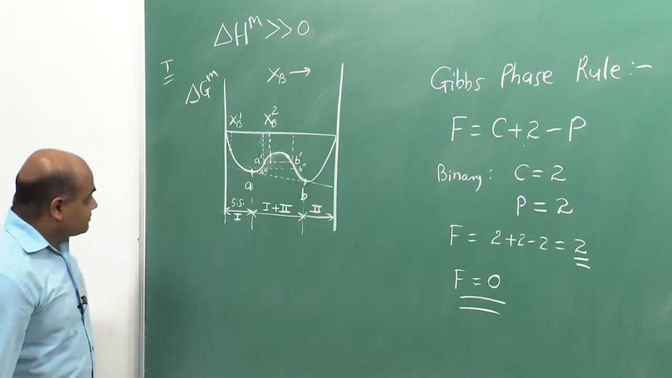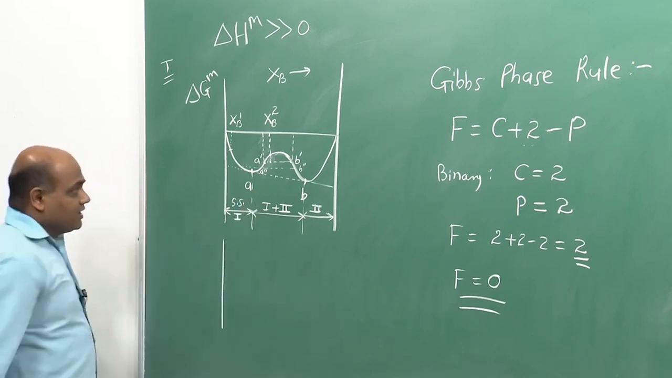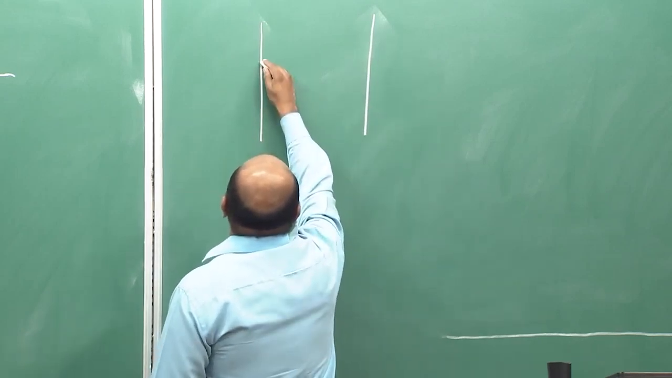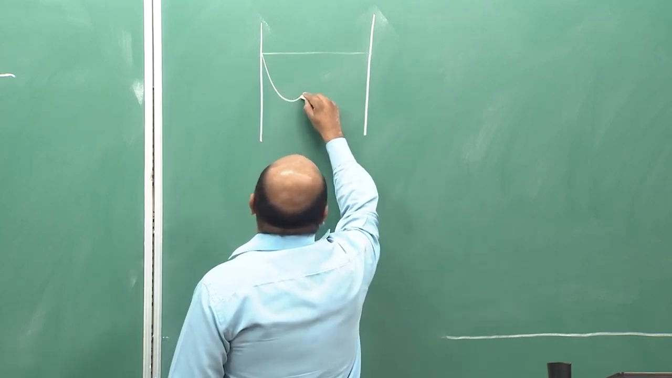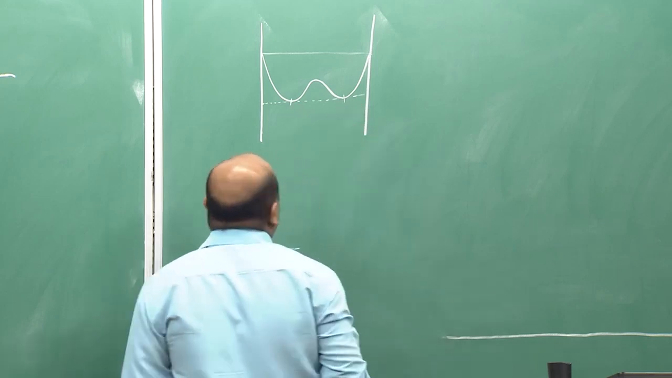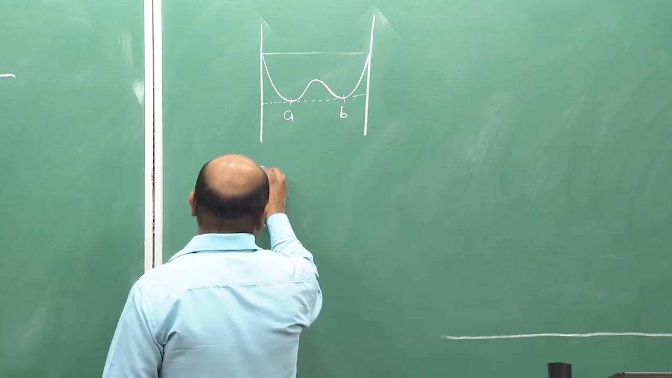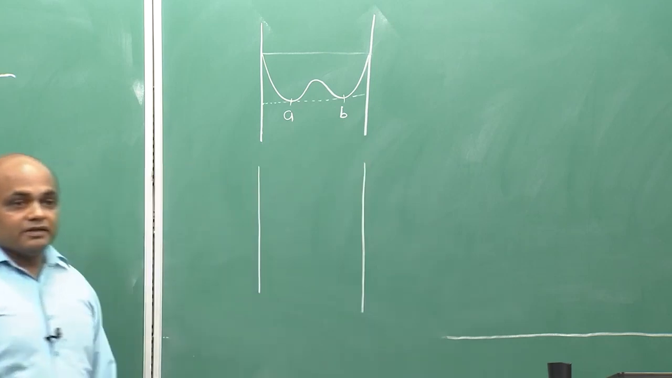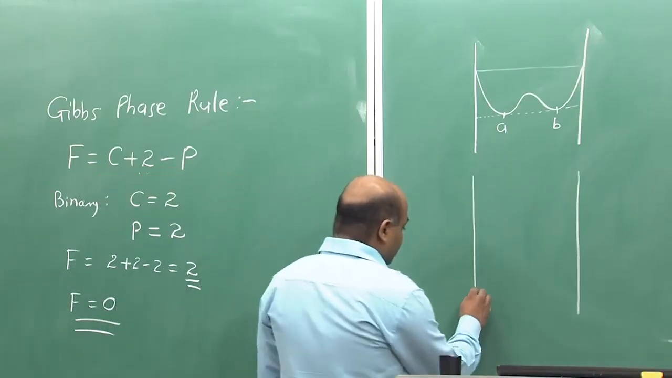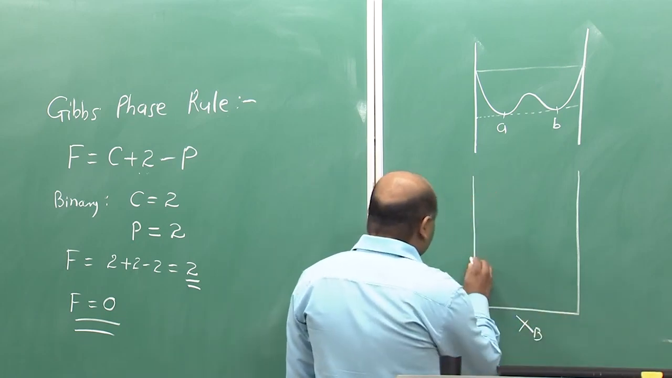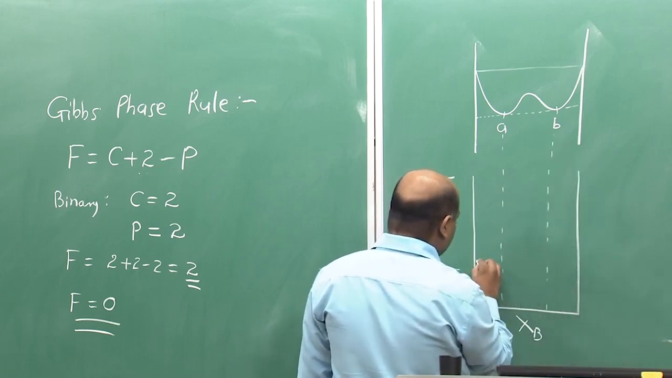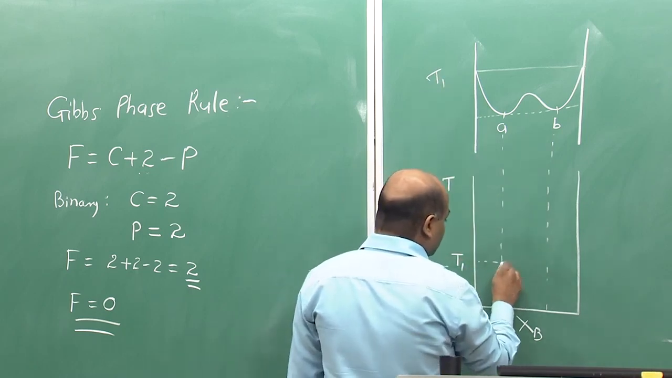Okay. So, now what happens if I change the temperature? I will redraw this curve here. Between points A and B, there is no miscibility. So, it is called a miscibility gap, the miscibility gap region between A and B. If we plot temperature versus X B, we can plot these compositions A and B. Let us say this is at temperature T 1. So, at T 1 we plot these 2 points A and B.